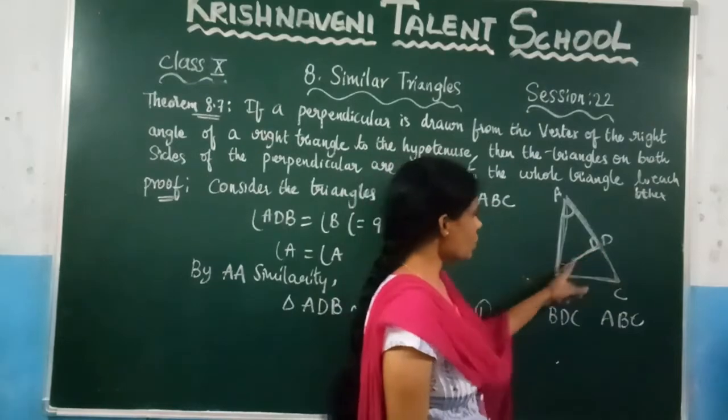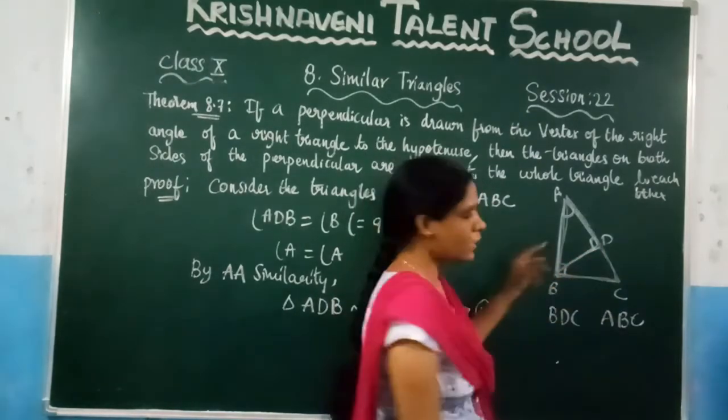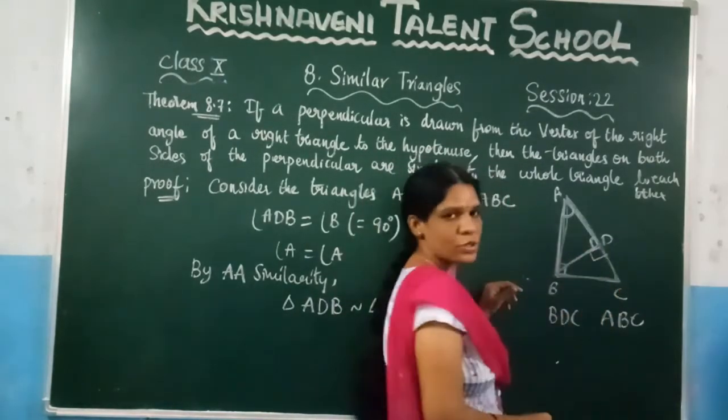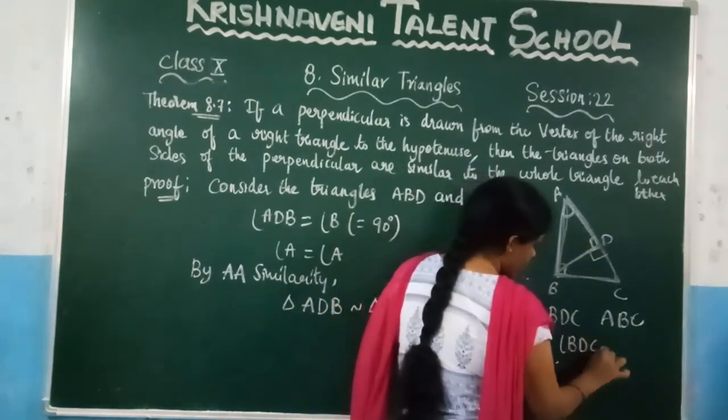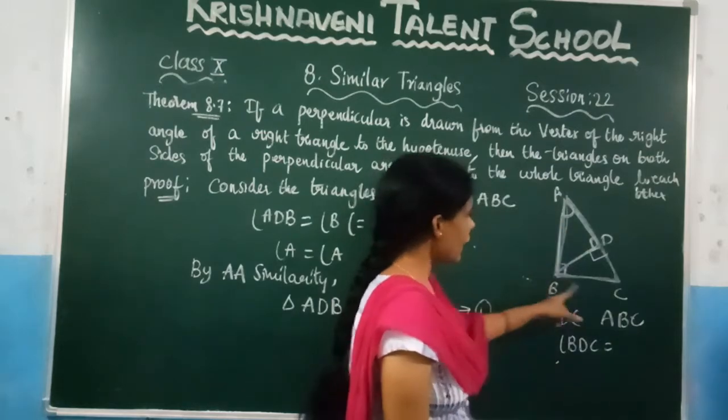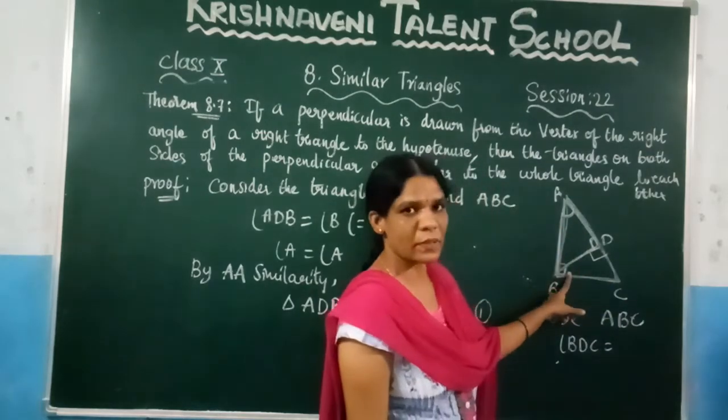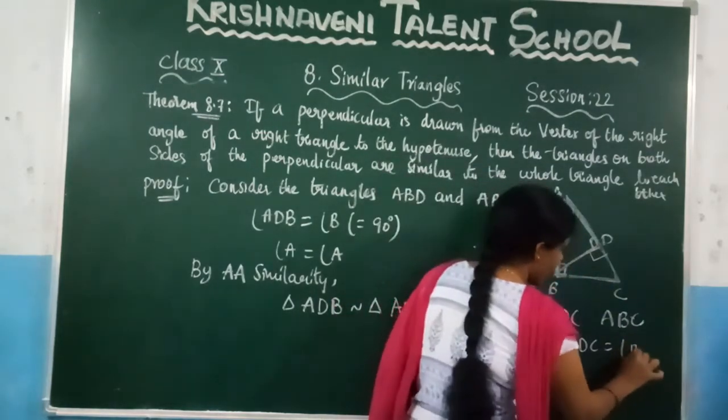Now if you choose here the smaller triangle, where is the right angle? Angle D is the right angle. So here you can write, angle BDC is equal to, in the bigger triangle, where is the right angle, which is nothing but angle B. So you can write it here, angle B.